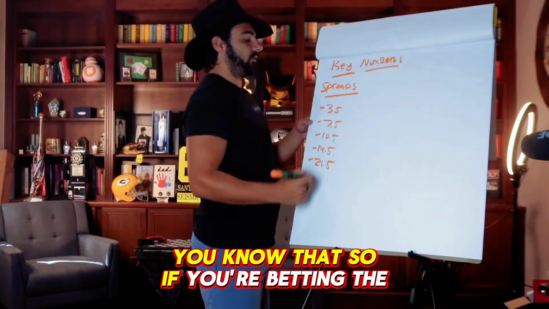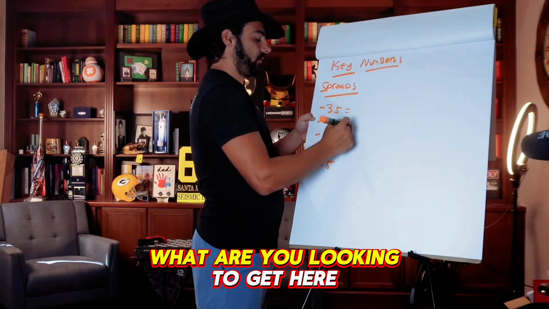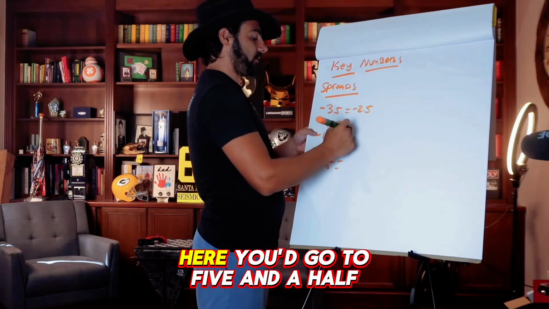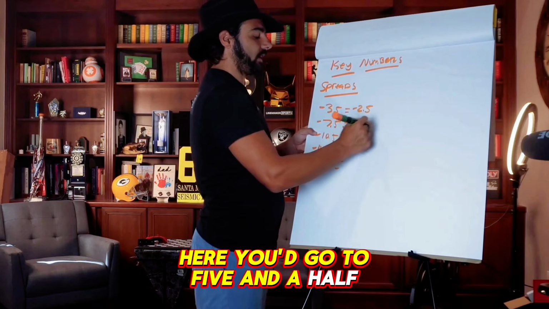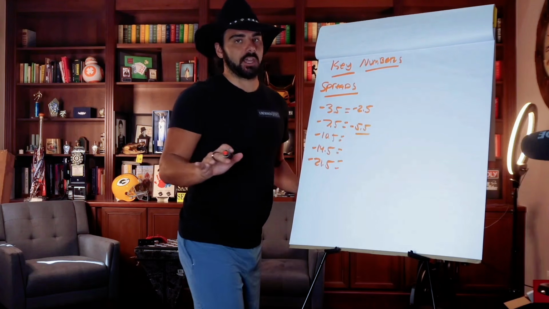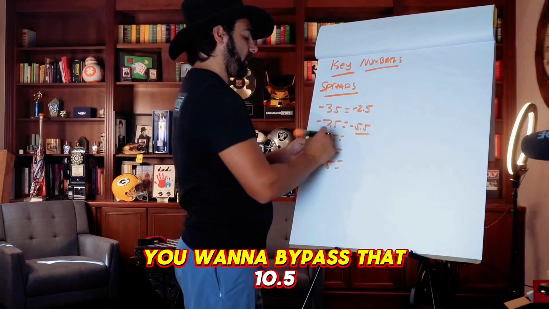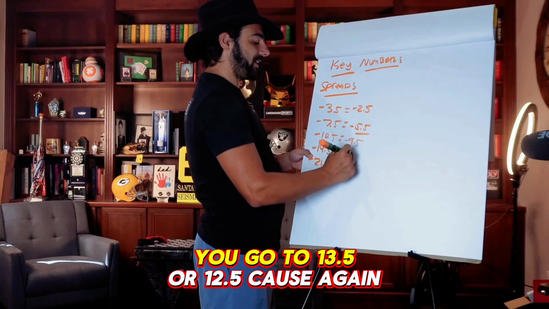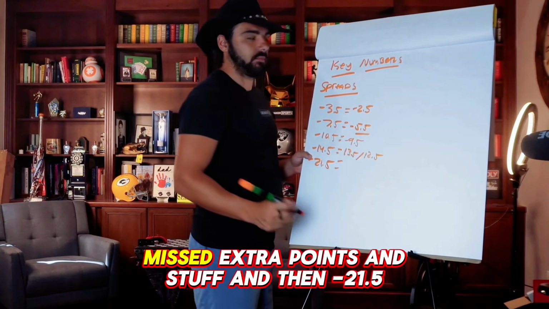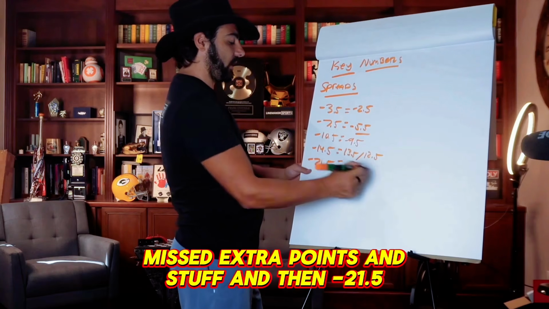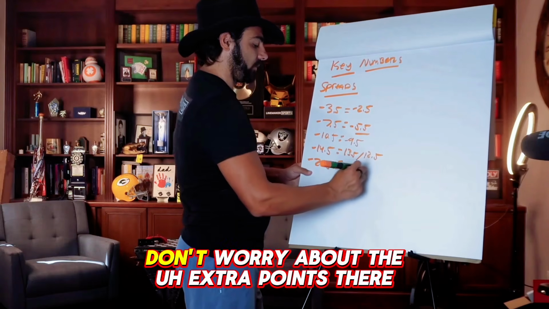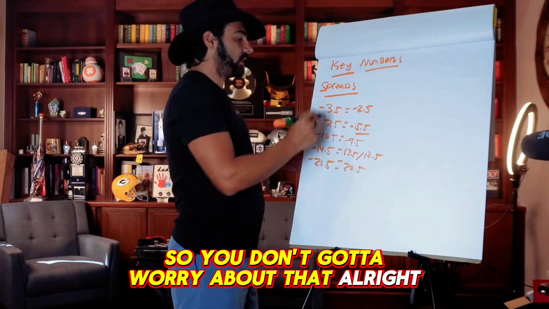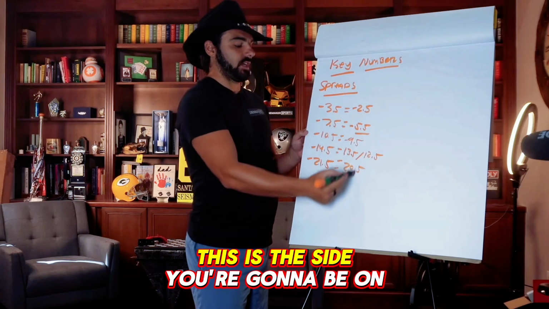You know that. So if you're betting the favorite side here, what are you looking to get here? Okay, you have to buy off of these numbers. Here you would go to 2.5. Here you'd go to 5.5. Okay, because that's barring any extra points being missed or whatnot. You want to bypass that. 10.5, you go to 9.5. 14.5, you go to 13.5 or 12.5. Because again, missed extra points and stuff. And then 21.5, you're just going down to 20.5. Don't worry about the extra points there, because then you need multiple extra points to be missed and stuff, so you don't got to worry about that. All right, so if you're betting the favorite, this is the side you're going to be on.